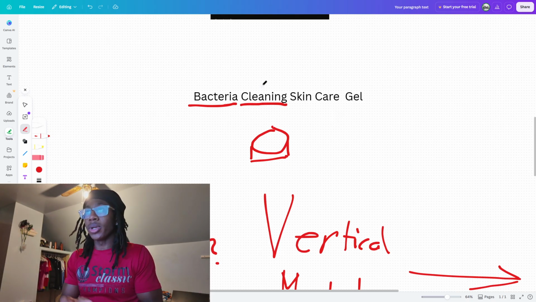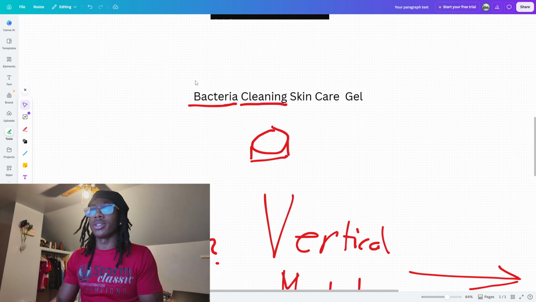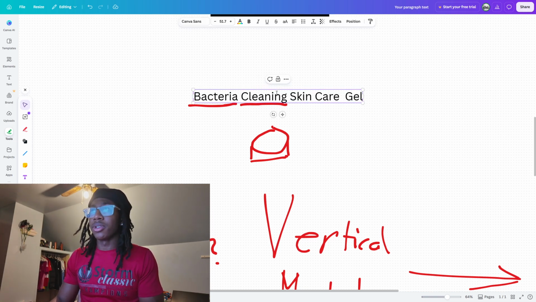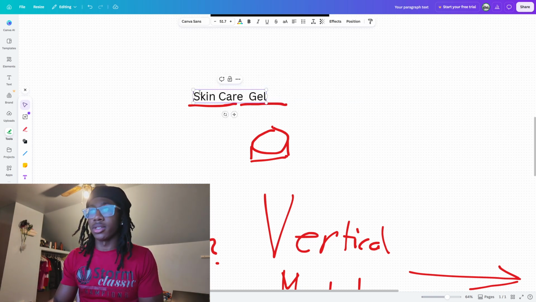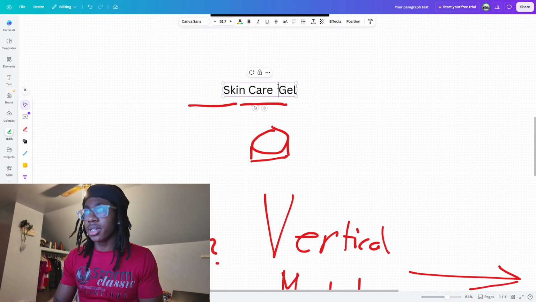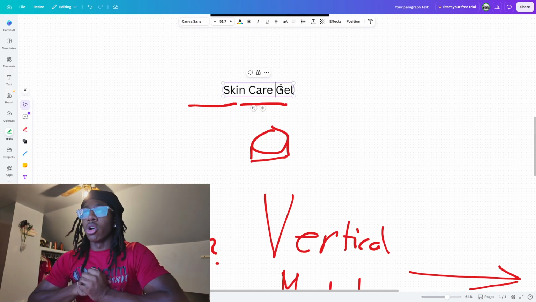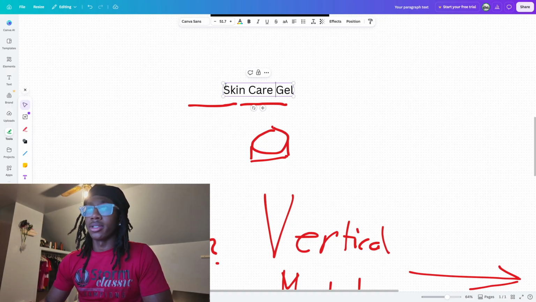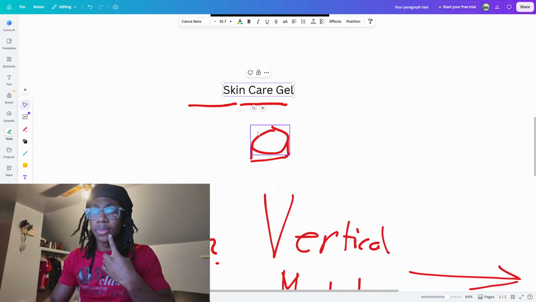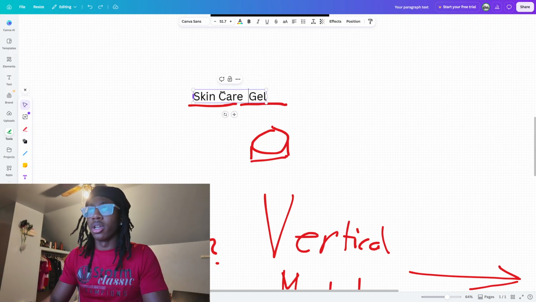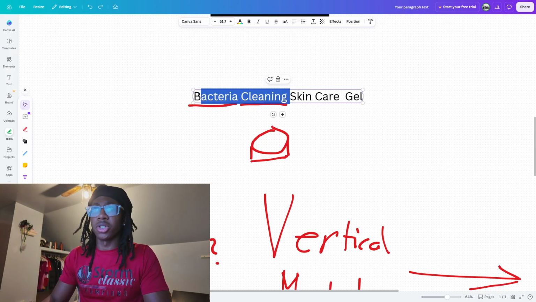So what I would do instead: first of all, I would just take this out. If I'm selling a skincare gel, say it's an aloe vera skin clearing gel, I would literally just take out the words bacteria and cleaning. You really don't need those.